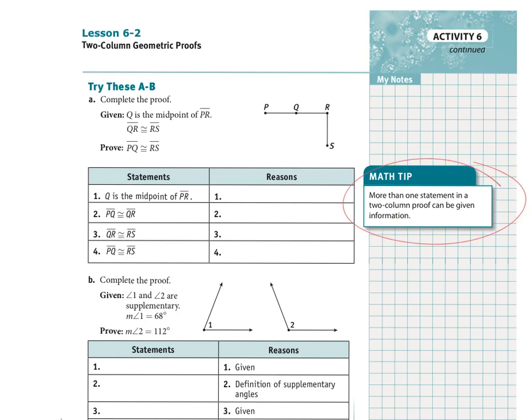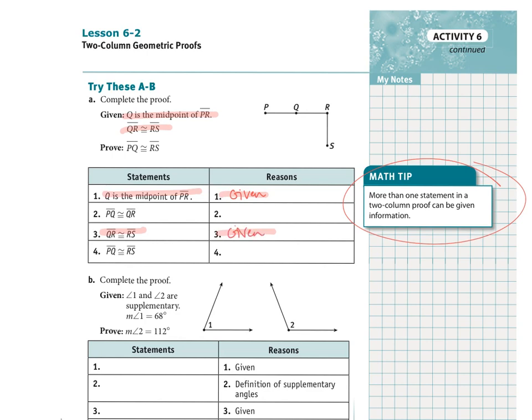If you looked at the math tip in the right column, you saw that more than one statement in a 2-column proof can be given. Looking at our pieces of information, we see Q is the midpoint of segment PR. That is our given piece of information. So I'm going to fill in the first reason as given. We also see that segment QR is congruent to RS. That is also a piece of given information, so I am also going to fill that in as given.